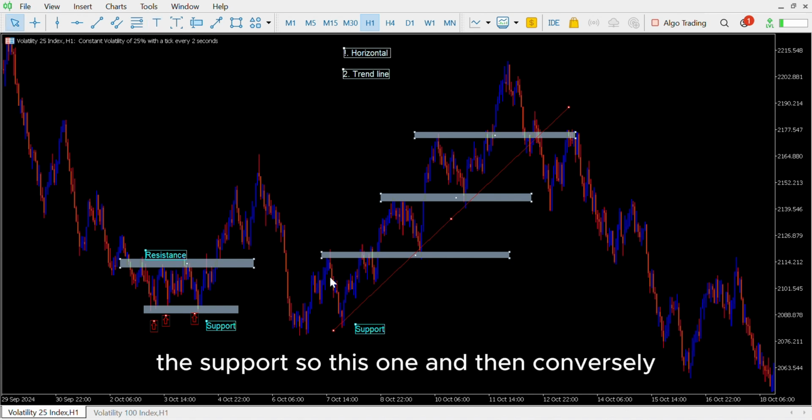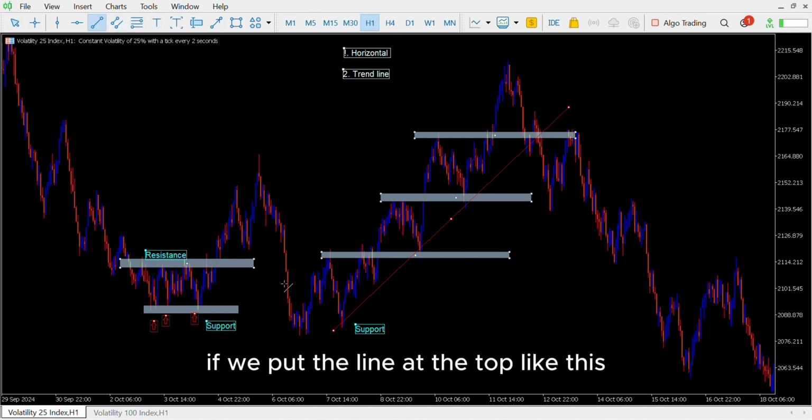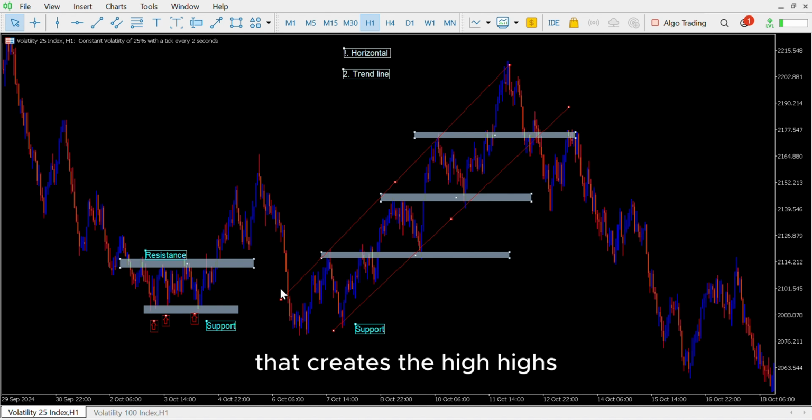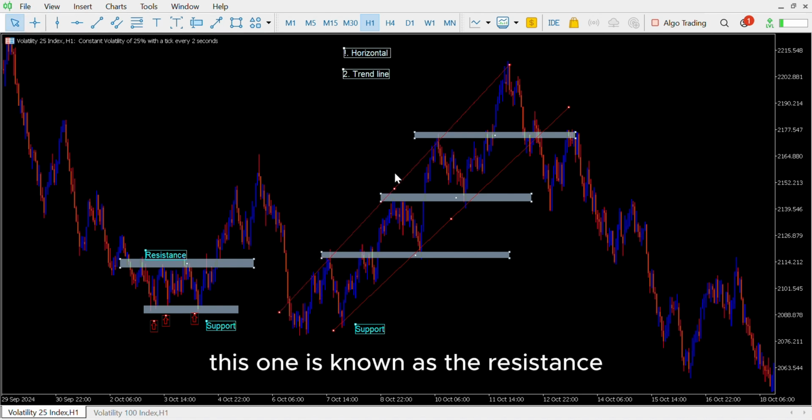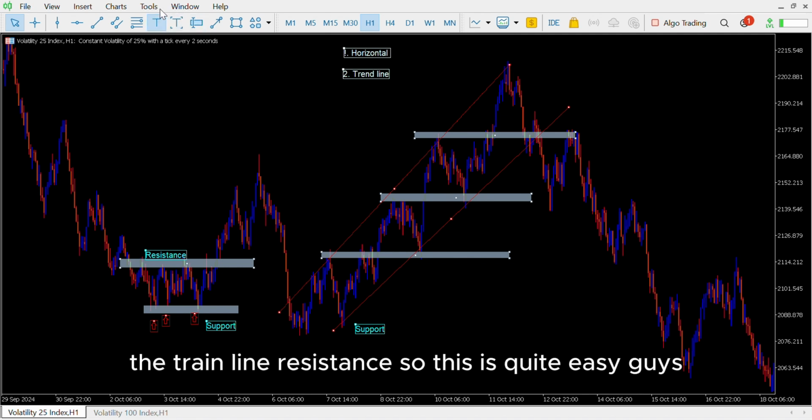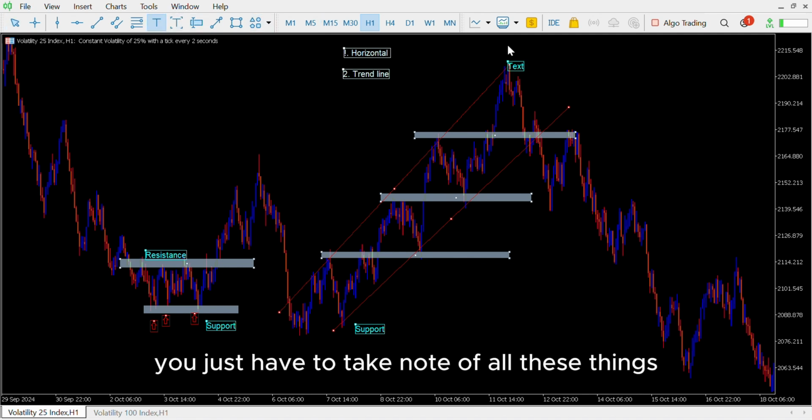The support. So this one, and then conversely, if we put the line at the top like this, that creates the high highs. It means that the market, this one is known as the resistance, the trend line resistance. So this is quite easy, guys. You just have to take note of all these things.